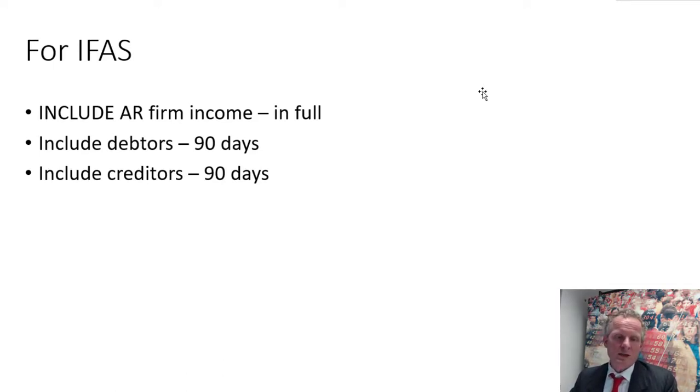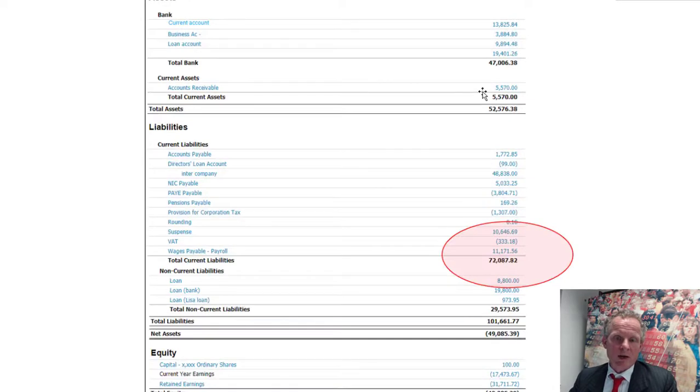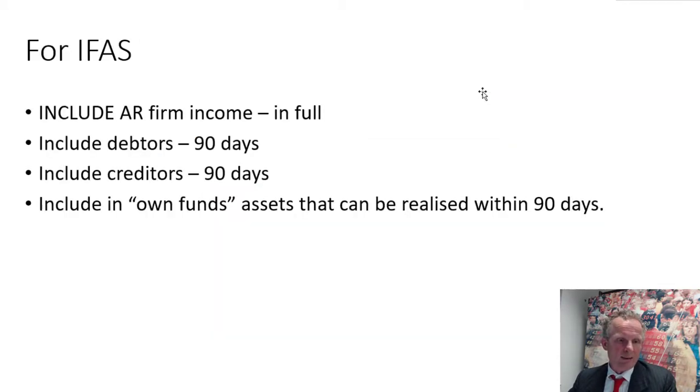And of course, you have to treat creditors in much the same way. Creditors meaning money that you owe to other people. So if you've got a big bill coming up next week, you can't just pretend it doesn't exist and put in a higher capital adequacy return, a higher balance sheet return. It's there and it's on the balance sheet and you need to recognize it.